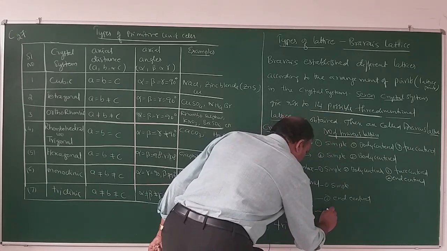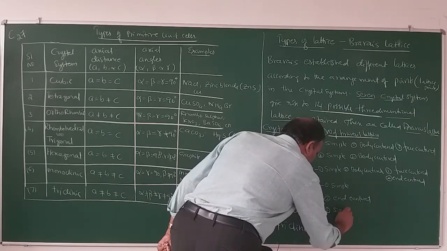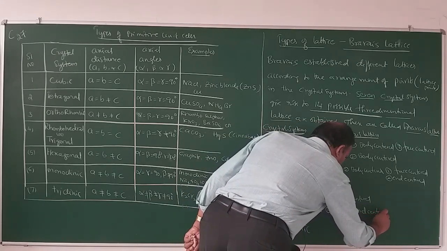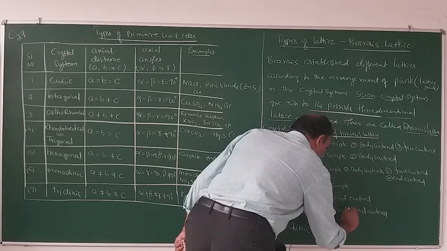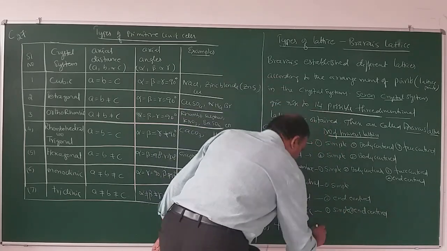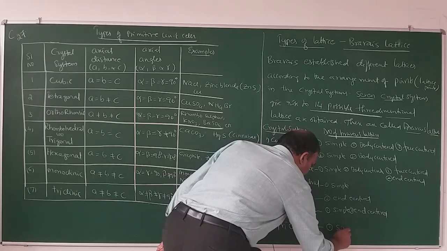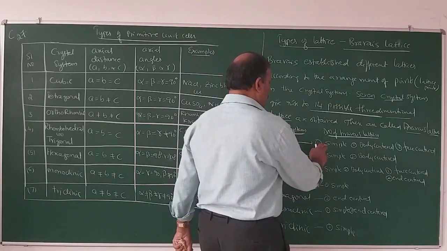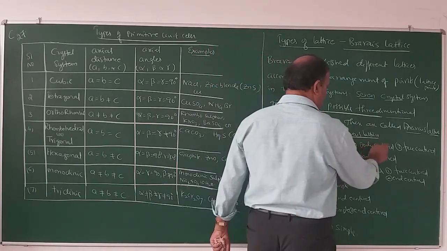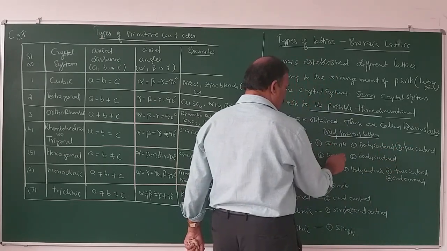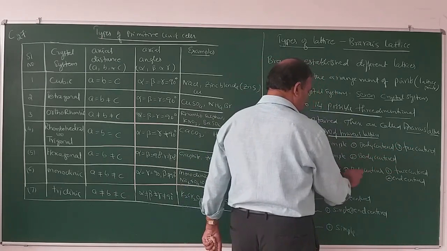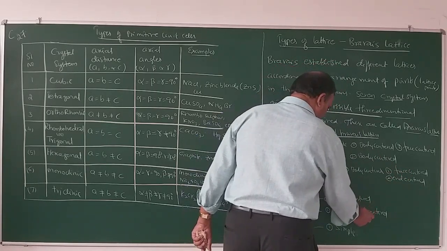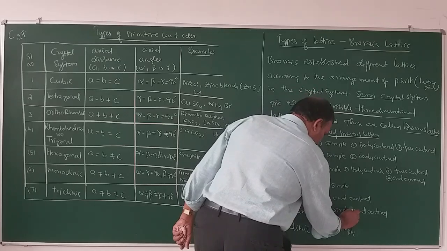So here there are two. One is simple and end centered. Number two, end centered. And lastly there is only one, that is simple. So altogether, simple, body centered, face centered, 3, 4, 5, 6, 7, 8, 9, 10, 11, 12, 13 and 14 Bravais lattices.